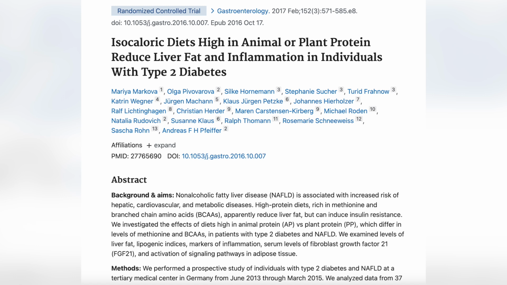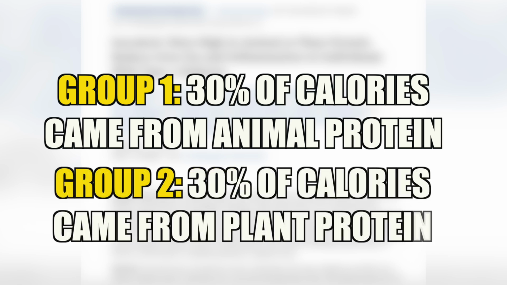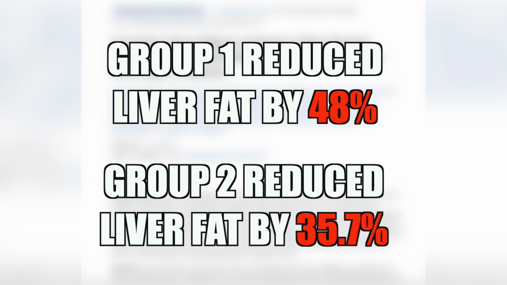In one study, 37 people with fatty liver were divided into two groups. Group number 1, 30% of their total calories came from animal protein. They ate things like chicken, beef, pork, and so on. Group number 2, 30% of their calories came from plant protein. They ate things like lentils, beans, chickpeas, tofu, etc. After 6 weeks, both groups reduced their liver fat. Group number 1 reduced their liver fat by 48%. Group number 2 reduced it by 35.7%. The message is protein is good, and it doesn't matter where it comes from. There's a slight superiority to animal protein, but even if you get plant protein, still very good.